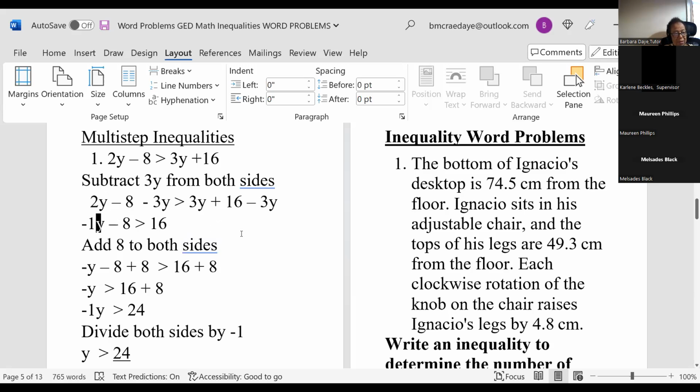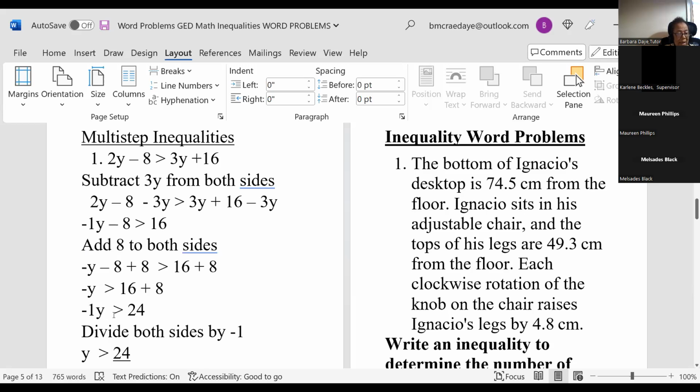Now I want to get my constants together, a minus 8 and a 16, but that's a subtraction. I've got to add it to both sides. Minus 8 plus 8 is 0. So I just have minus y left. 16 added to 8 is 24. Minus y is the same as minus 1y.